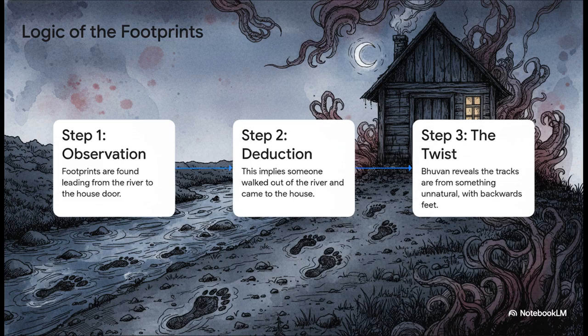And the story doesn't just leave them with a creepy vision. No, it gives them cold, hard, muddy proof. They find footprints leading from the river straight to their front door. So, okay, logic says someone walked out of the water, simple enough. But then, Bhuvan drops the bombshell, the horrifying twist. The footprints are backwards. And in folklore, that is a classic, unmistakable sign of something unnatural. The threat isn't just a feeling anymore. It has literally left its mark on their doorstep.